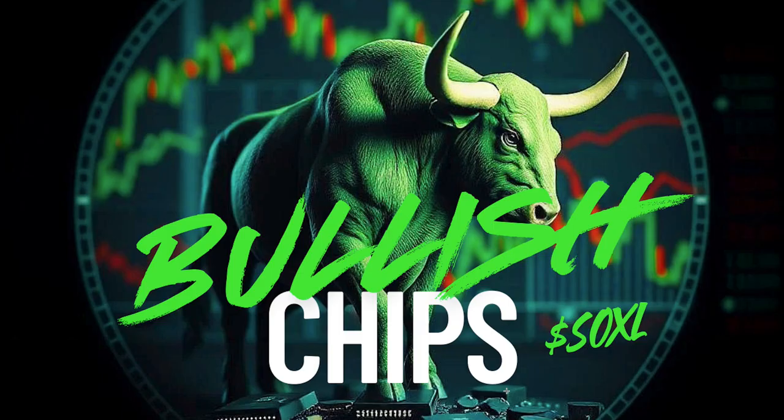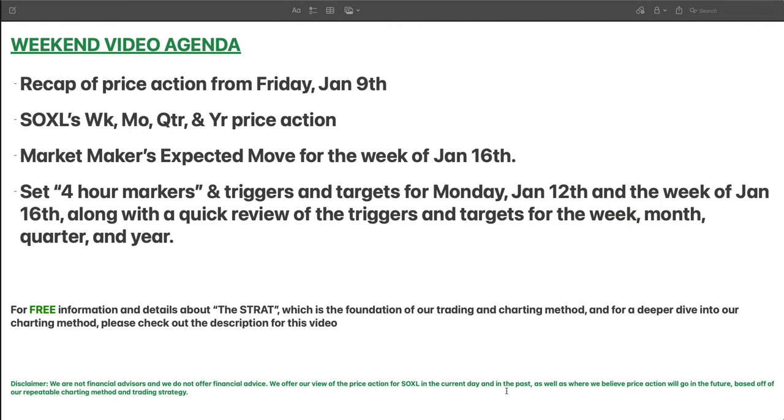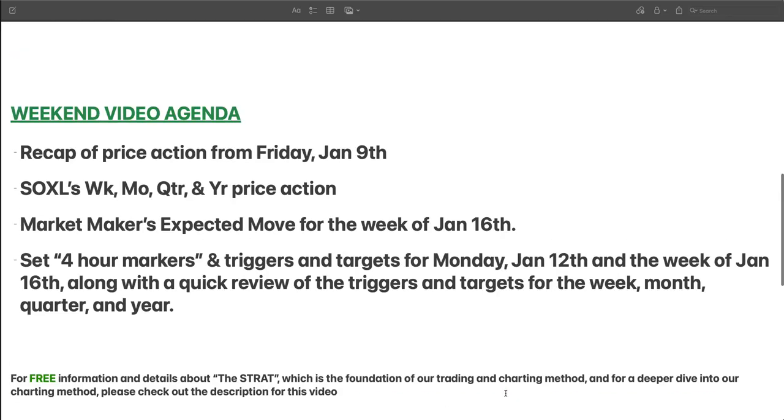So let's go ahead and take a look at the agenda. I'll stop yapping about stuff other than the charts, and we'll go over the agenda real quick. We'll recap the price action from Friday, January 9th. Then we'll zoom out like we always do, keep the level set, and look at the week, month, quarter, and year action. Then we'll look at the market maker's expected move for the week of January 16th, and then we'll zoom back in, set the 4-hour markers, triggers, and targets for Monday, January 12th, the week of the 16th, and then we'll do a quick review of the triggers and targets for the week, month, quarter, and year.